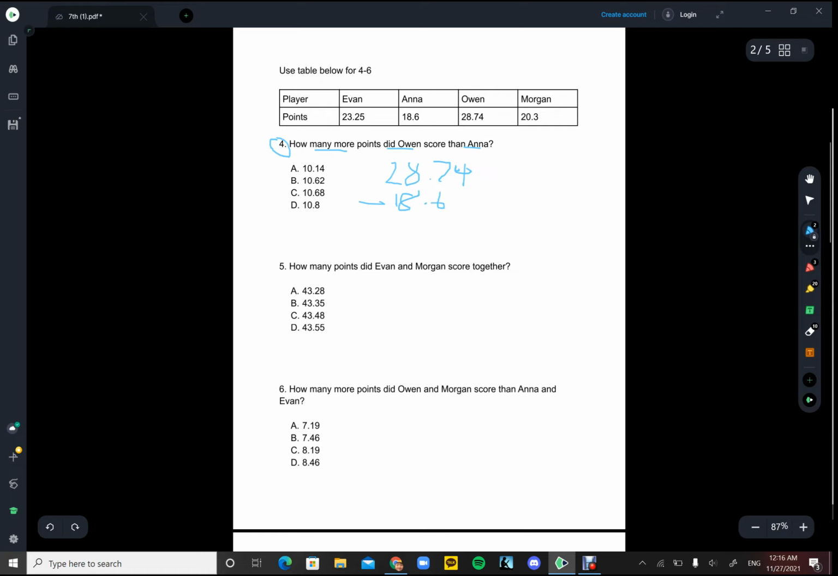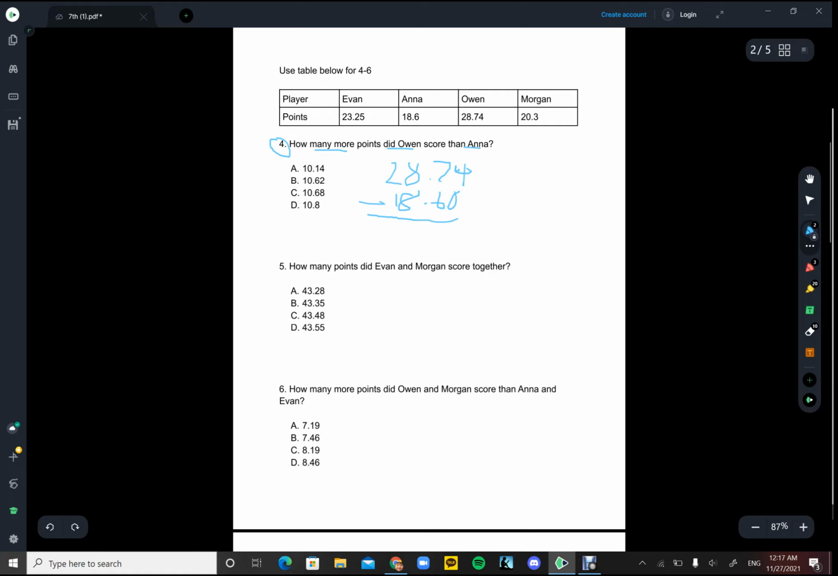18.6, and you put the 0 because it is 1 decimal place, but you want it to be the same as Owen, which is 2 decimal places. So you put the 0 to just even it out. There's no difference between this 18.60 and 18.6. It is the same number, I just added a 0.